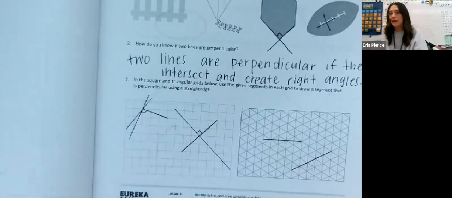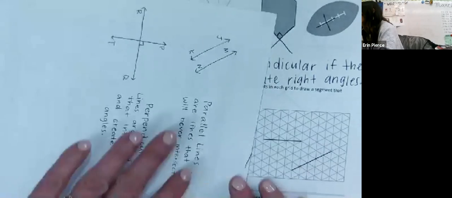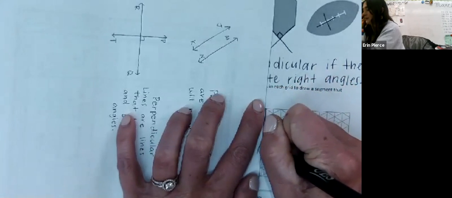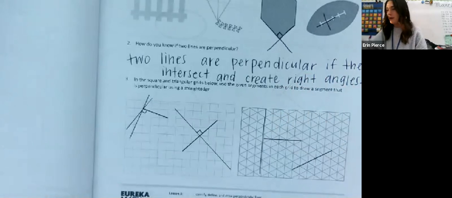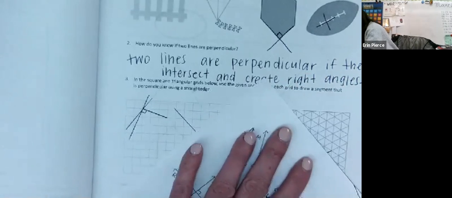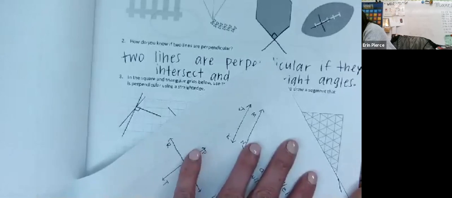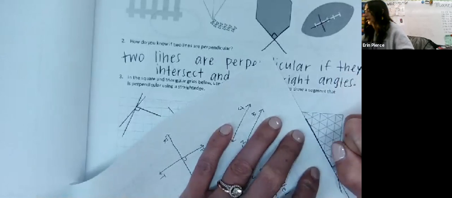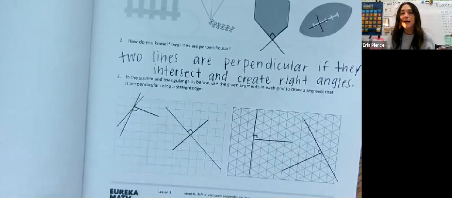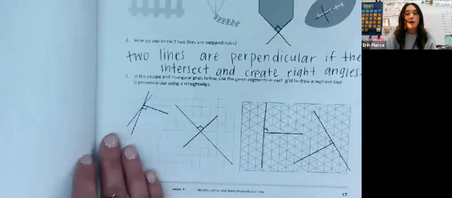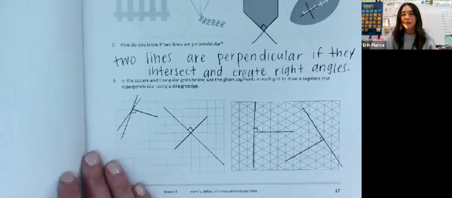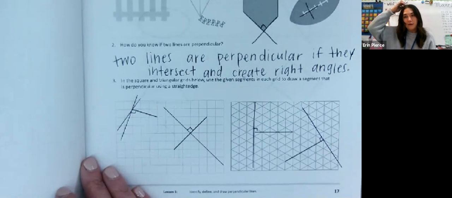Going over to the triangular one, this one's a little easier because there's more lines to break up the boxes. Oh, that looks like a right angle. And what if I went like here? Would that make a right angle? Looks like a right angle. Give yourself some time to practice drawing some straight lines to make those perpendicular lines, those right angles we're looking for.